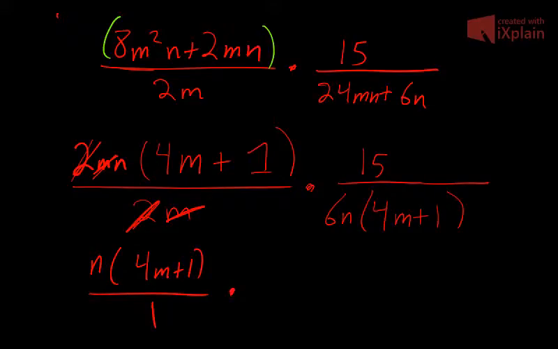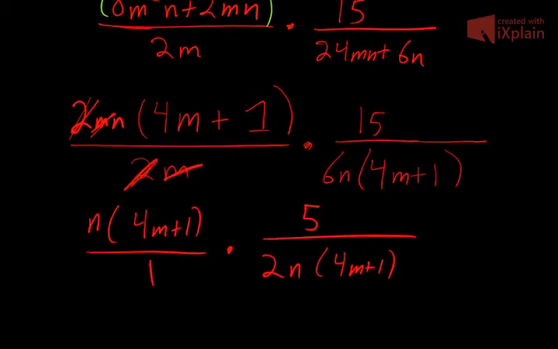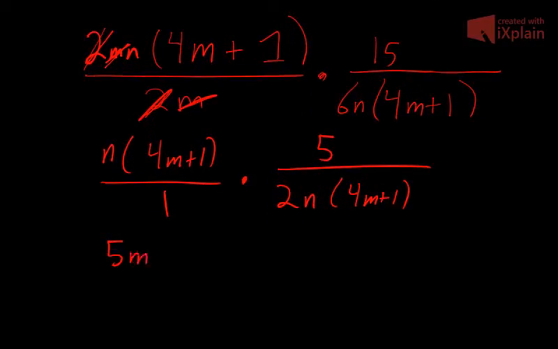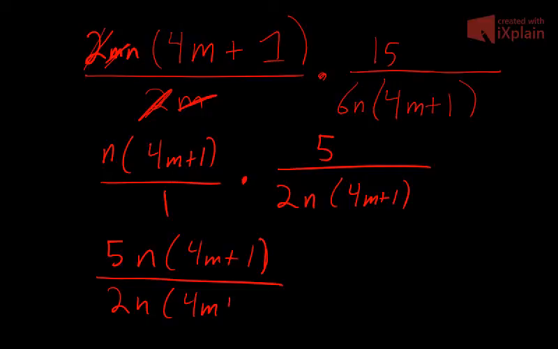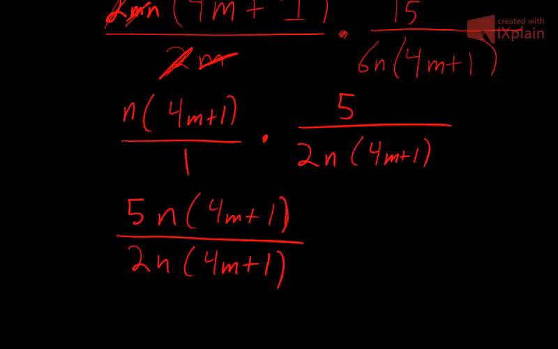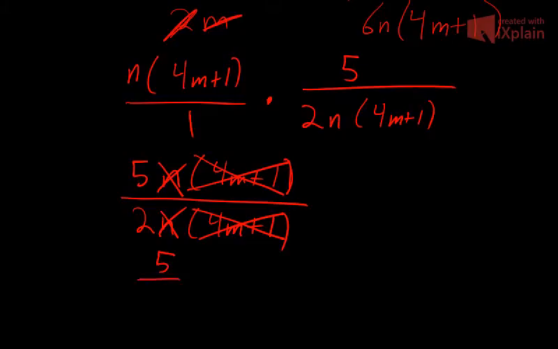And my other fraction, I have a 15 on top and a 6 on bottom. I can take a 3 out of both of those, which would be a 5 over 2n times 4m plus 1. So when these multiply together, I get 5n times 4m plus 1, divided by 2n times 4m plus 1. And I have an n on top and an n on bottom that cancel. 4m plus 1 on top, 4m plus 1 on bottom that cancel. And I end up with 5 over 2.